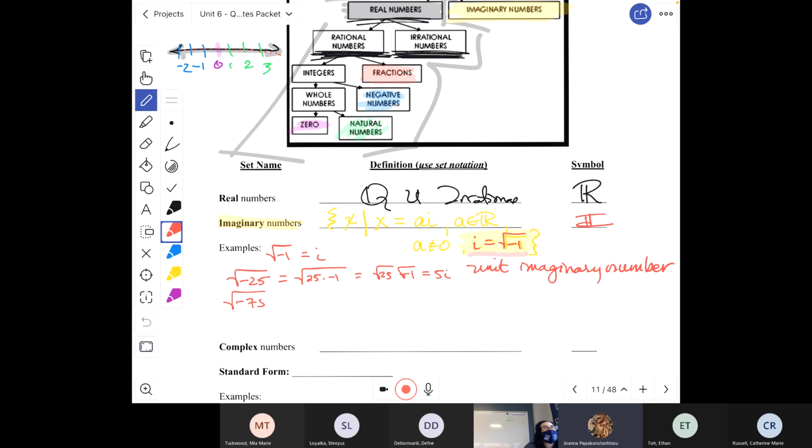So what if I give you the square root of -75? You would still look at that as the square root of 75 times the square root of -1. Can you simplify the square root of 75? 75 is 25 times 3, right? Square root of 25 is 5, square root of 3, and the square root of -1 is i. So the coefficient of i here is 5 times the square root of 3.